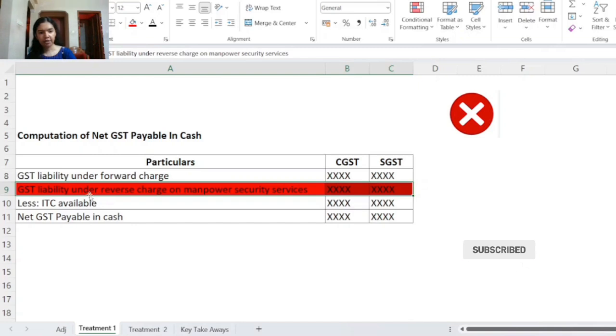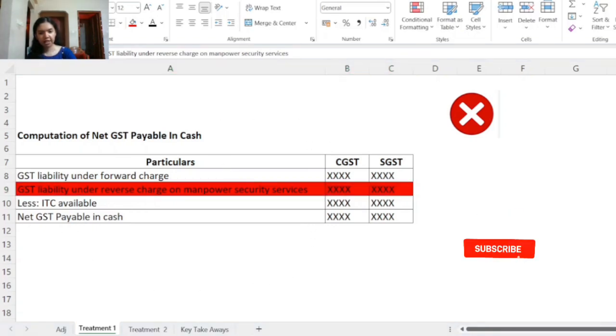So this is wrong here. This ITC available can be set off only against GST liability under forward charge. So first we have to show GST liability under forward charge, then less ITC available, and this GST liability under reverse charge should come after this. So mainly this is the presentation method followed by the students.